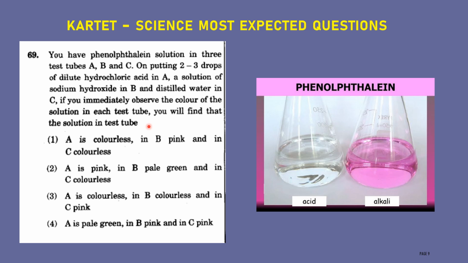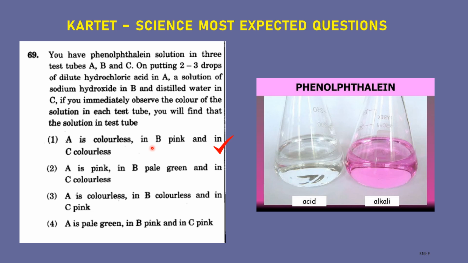Here the correct option for this question is option A. Phenolphthalein is an indicator. It tests for the presence of an acid or base, and we use it in the experiment. If we add phenolphthalein to hydrochloric acid, you will get colorless, because phenolphthalein does not react with any acid. Coming to test tube B, it contains sodium hydroxide, a base. If you add 2-3 drops of phenolphthalein to sodium hydroxide, the solution immediately turns pink.